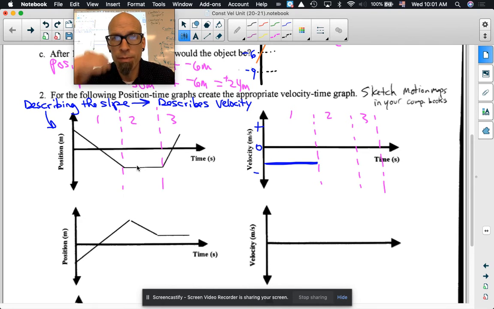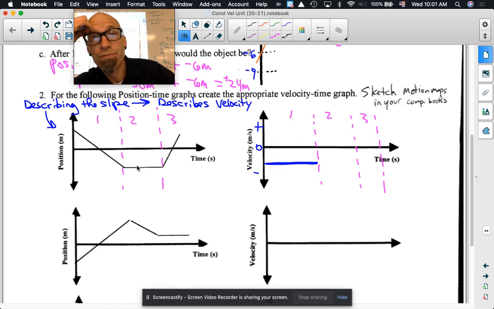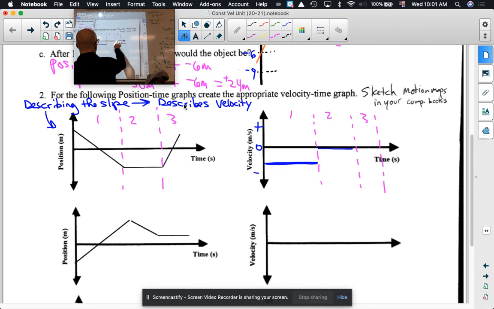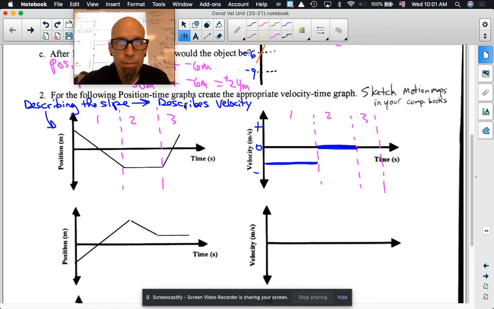The center section, how would you describe that slope? Hopefully you're describing it as zero. That is zero slope, no slope. Describing the slope describes the velocity. So if you have no slope, you have no what? No velocity. Where's no velocity on that graph? On the t-axis. Zero velocity, none.